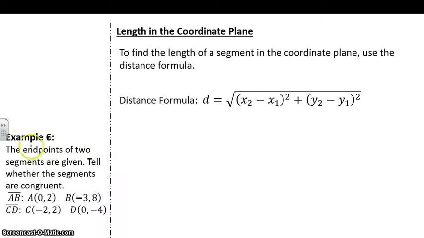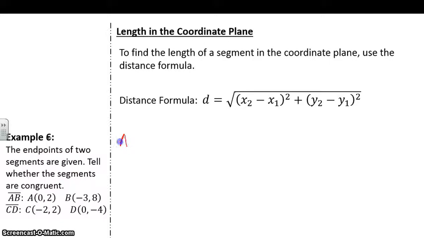Okay, so the endpoints of two segments are given. Tell whether the segments are congruent. So segment AB, A is at (0, 2), B is at (-3, 8), and segment CD, C is at (-2, 2), and D is at (0, -4). I'm going to have to figure out the length of both of these, because remember the definition of congruent segments says that the two segments have the same length. So let's go ahead and do that.